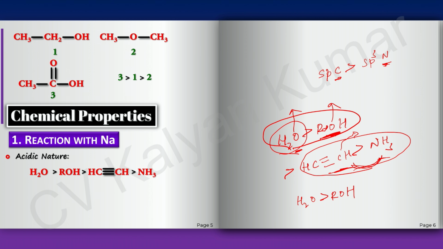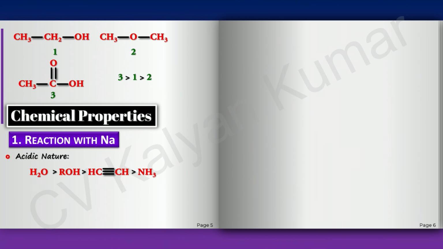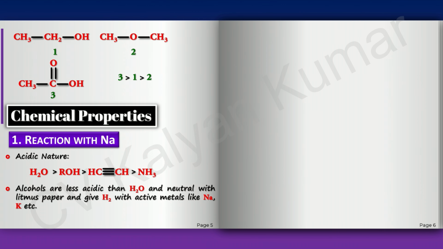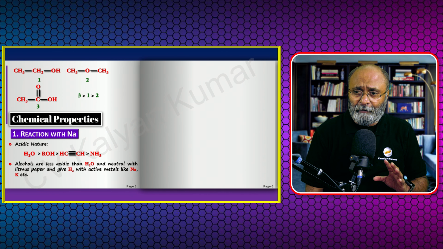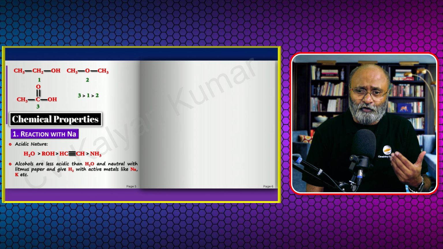Now, why am I saying this? Because this sodium is going to remove an acidic H, and this does have an acidic H. And therefore, what it will do is take the H+. The Na will get oxidized and the H+ will get reduced. Now, alcohols are less acidic than water, neutral with litmus paper, and give H2 with active metals like sodium and potassium. Now, you have to understand this: acidic does not necessarily mean it has to react to the litmus paper. I mean, of course, you call something an acid only when it reacts to the litmus paper.